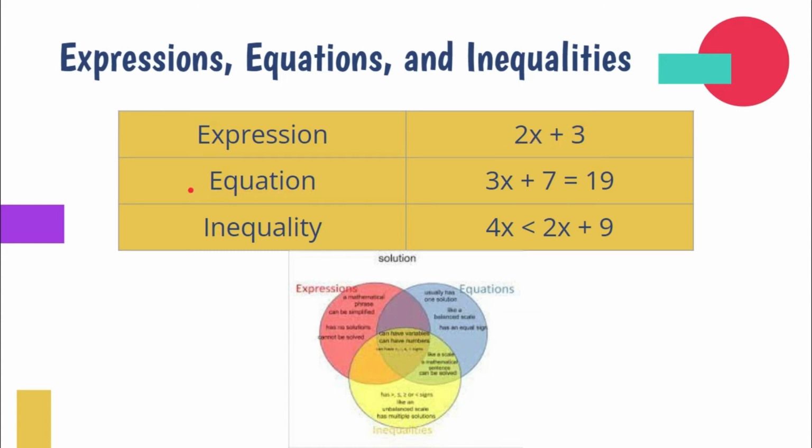Next, we have an equation. So if there is an equal sign, like in the example here, it is used to show that two or more statements of this equation, like 3x plus 7 equals 19. So here, there are two or more expressions that are joined by an equal sign.